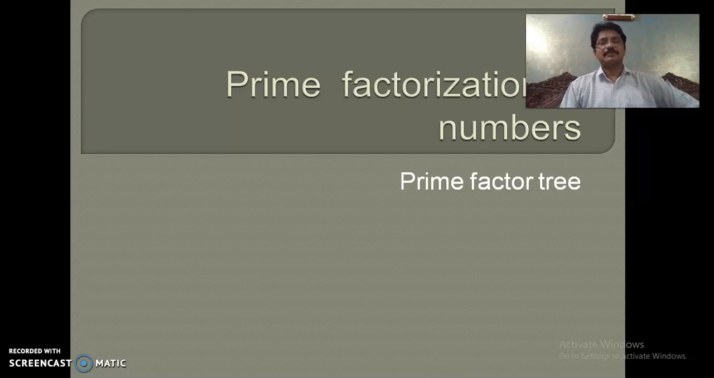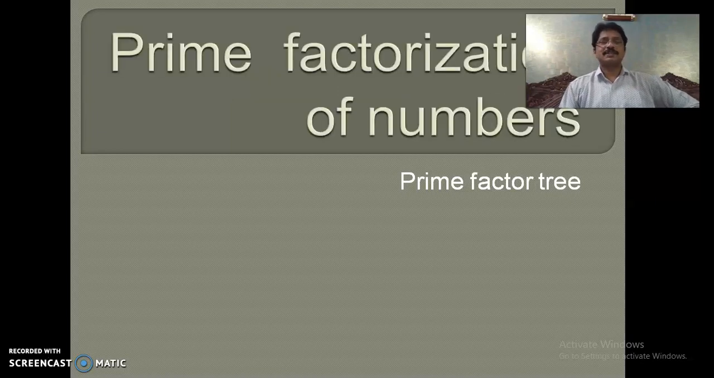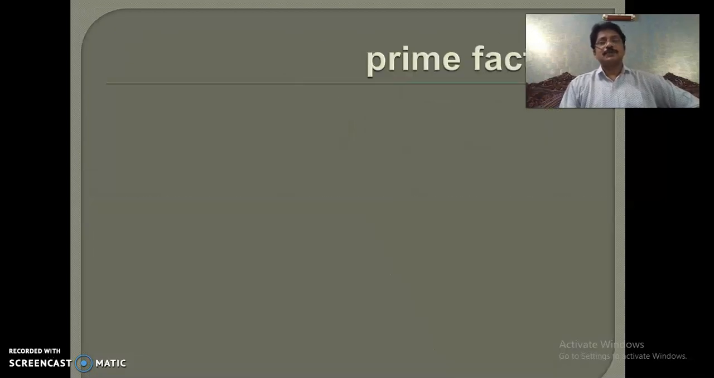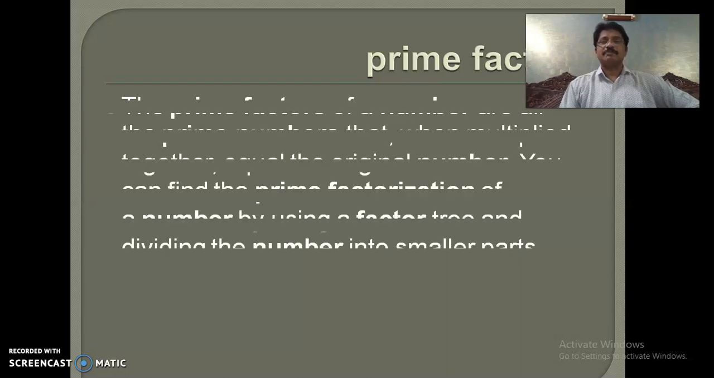If a number has exactly two factors, that is 1 and the number itself, that number is said to be prime. Correct? It's a prime number. So when you express any number as a product of prime numbers, that process is simply called prime factorization.